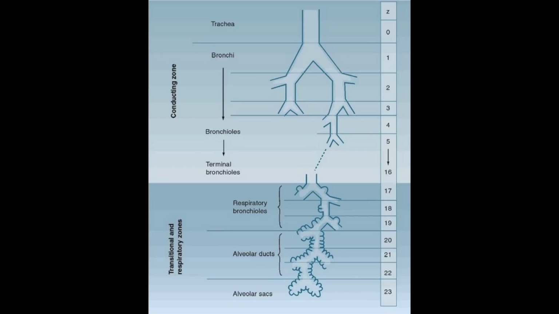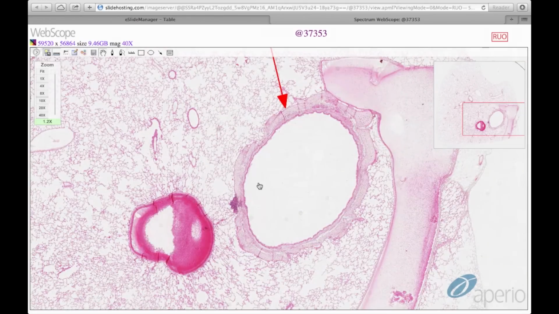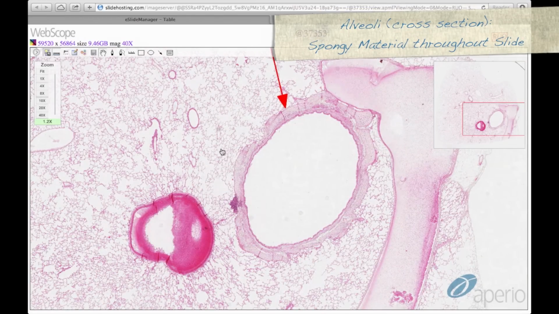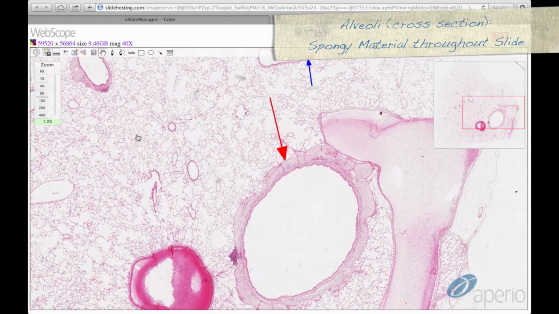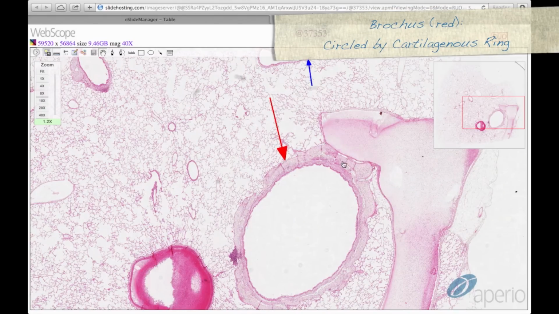The tertiary bronchi give off bronchioles, which get smaller and divide into terminal bronchioles, which mark the end of the conducting zone of the respiratory system. Terminal bronchioles branch into respiratory bronchioles, then alveolar ducts, then alveolar sacs, and finally alveoli. Now, let's move on to identify all of these structures. All of this spongy-looking material found throughout the slide are the alveoli of the lung in cross-section. A bronchus can be seen at the red arrow.